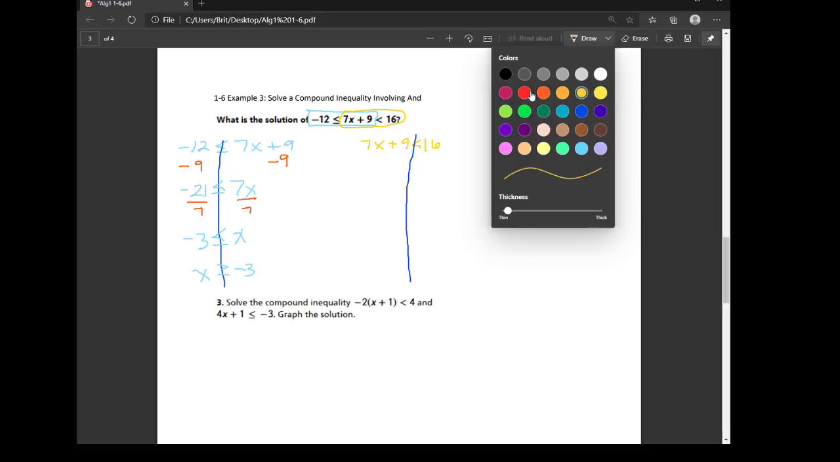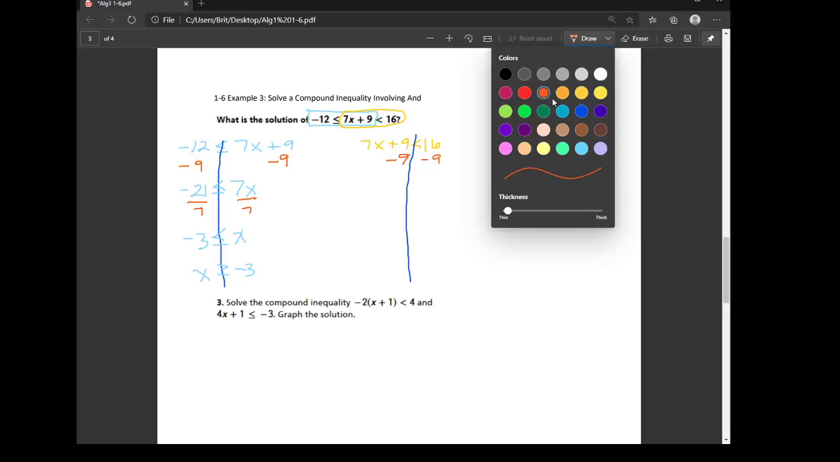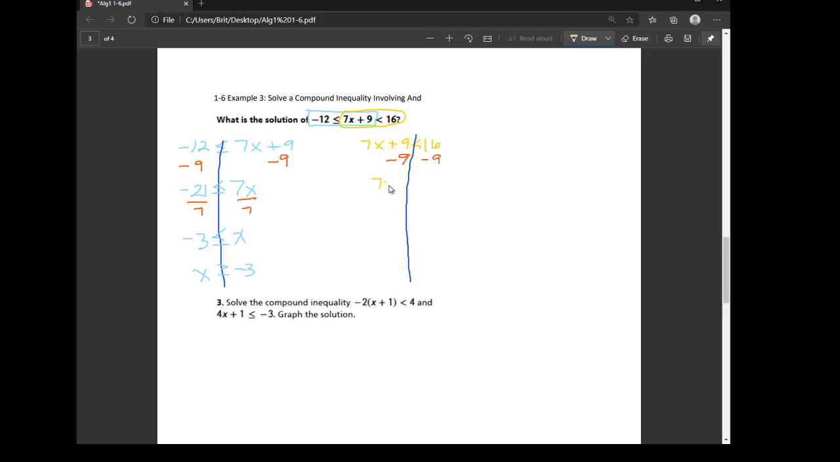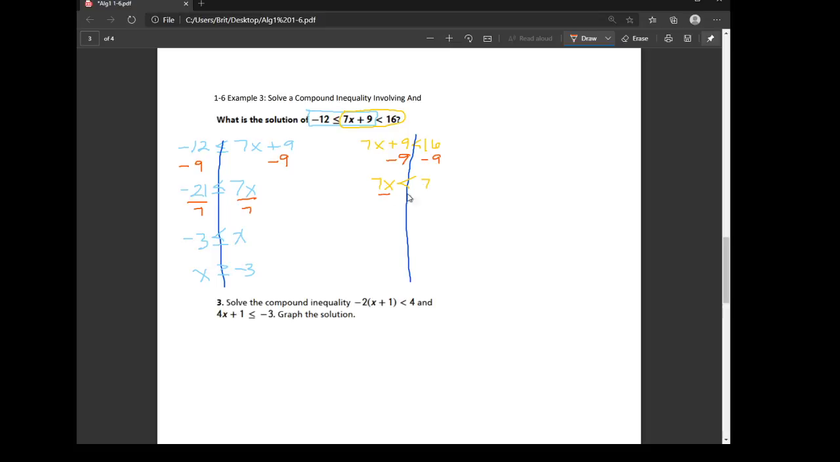Now on the yellow side, we're going to follow the same order of operations because you see that it's the same problem. First we subtract the 9 to get rid of the addition. So I get that 7x is less than, and then 16 minus 9 is 7. Then we need to divide by 7 to get rid of the multiplication, and I get that x is less than 1. So these are my two inequalities.